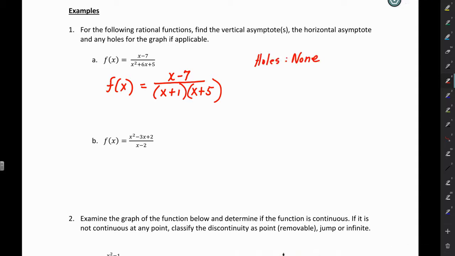So I know for sure that I don't have any holes. The next thing I want to look at is vertical asymptote. Well, the vertical asymptotes occur at the zeros of the denominator. So x plus 1 and x plus 5, if I set them both equal to 0, I'm going to get x equals negative 1, and I'm going to get x equals negative 5.